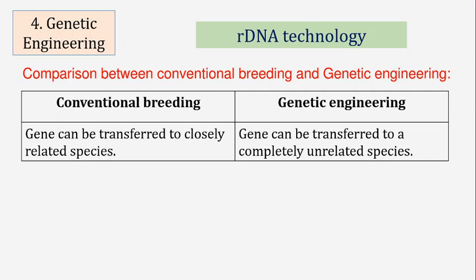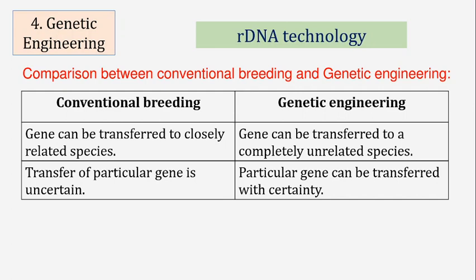But in genetic engineering, you can transfer a gene to a completely unrelated species. For example, you can transfer the luciferase gene of a firefly, which makes the firefly glow in the dark, to a tobacco plant, so that this tobacco can produce a dim green light at night. Or you can transfer this firefly luciferase gene into a zebrafish, so that the zebrafish will glow in the dark. So this weird phenomenon is possible in the genetic engineering process.